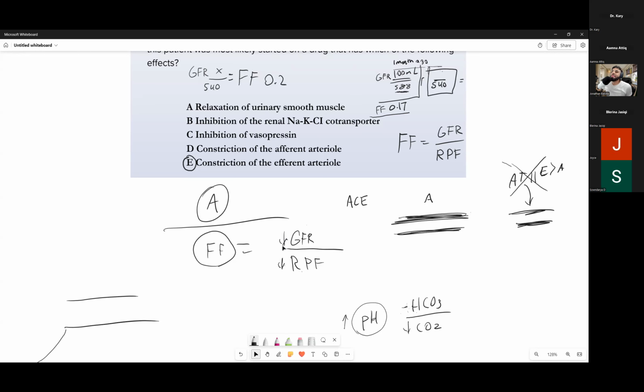Sorry for interrupting. Constriction of the afferent arteriole is going to decrease the RPF too. Yeah, definitely. So we cannot go that way, because here the GFR is making the change. In the situation where you have constriction of the afferent, you're going to limit your RPF. But the thing is, you also limit your GFR. You see what I'm trying to say? Yes. So that's the problem. So filtration fraction should look more or less normal in that sense.